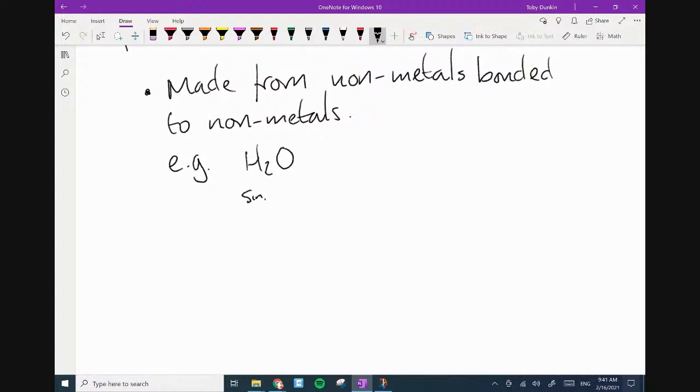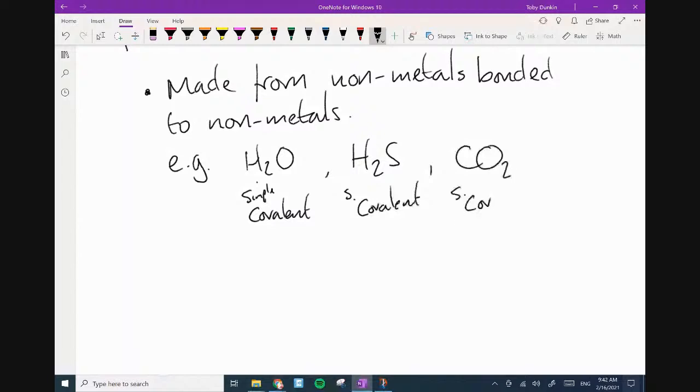I'll just put simple covalent. You realize the simple doesn't really need to be there. Let's look at another one. Hydrogen sulfide. Bad egg smell, by the way. It's not nice stuff, that. That is also simple covalent. All non-metals. Let's go for another one. Carbon dioxide. Simple covalent. Let's look at another one.